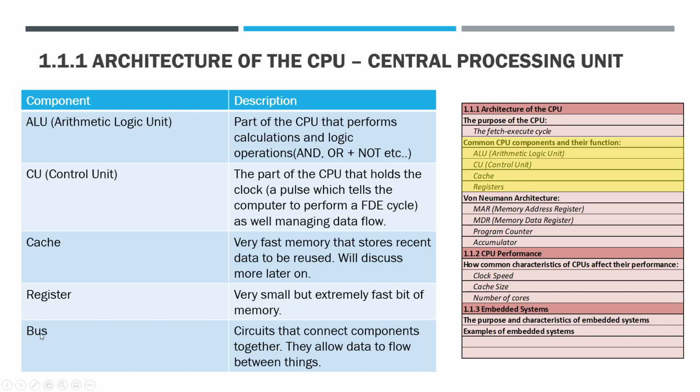You might see the term bus. A bus is just a circuit that connects components together. So how the CPU talks to the RAM is through a bus. The two main ones are the address bus and the data bus, but all you've got to understand is that the address bus sends addresses, data bus sends data, kind of self-explanatory, and they allow data to flow between things, basically. Think of them as like wires that go between stuff. That's essentially what they are.